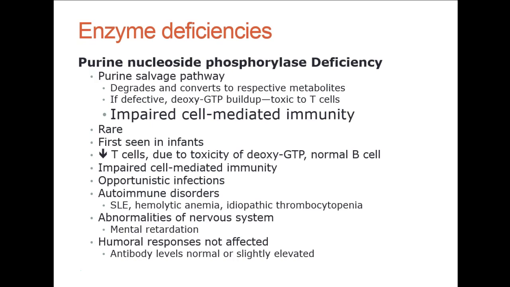We'll have normal B cells, but again, you need the T cells to kind of tell the B cells what to do. Impaired cell-mediated immunity, obviously, because the cells aren't communicating effectively. A lot of opportunistic infections, and this one goes along with some of those autoimmune disorders as well. We see lupus, hemolytic anemia, idiopathic thrombocytopenia, and abnormalities of the nervous system, such as mental retardation, kind of like we saw with the DiGeorge.